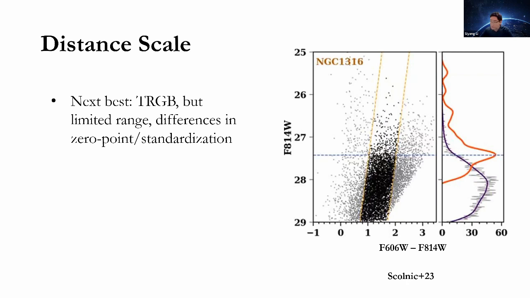I won't get into much detail about this plot in particular because it's about the TRGB, but I will note that the TRGB has certain drawbacks in that it is a little limited in range and that it's fainter than Cepheids, and there have been disagreements and differences in zero-point calibration and standardization over the years. In particular, the zero-point calibration, or the luminosity calibration, has differed on the order of 1/10 of a magnitude.